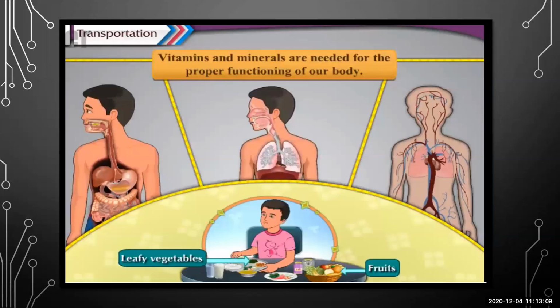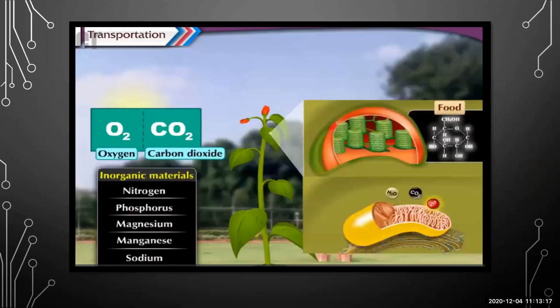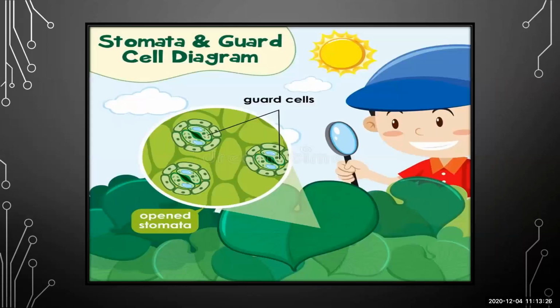Besides carbon dioxide and oxygen, they require other inorganic material also, which will help them in the proper functioning of their other life processes. Now we can see the stomata. There is a small opening present on the leaf of the plants where the carbon dioxide and oxygen are exchanged with the air, and this opening is known as stomata.